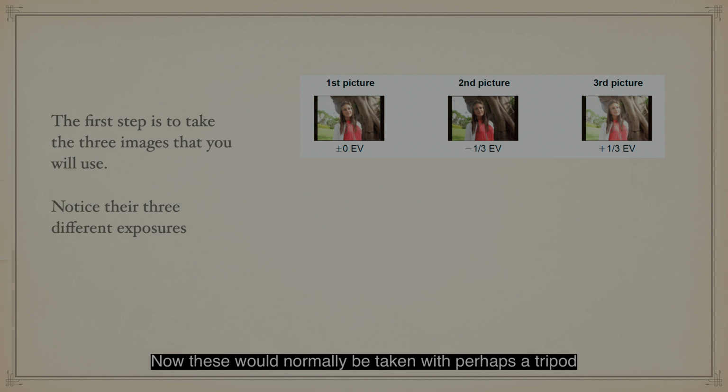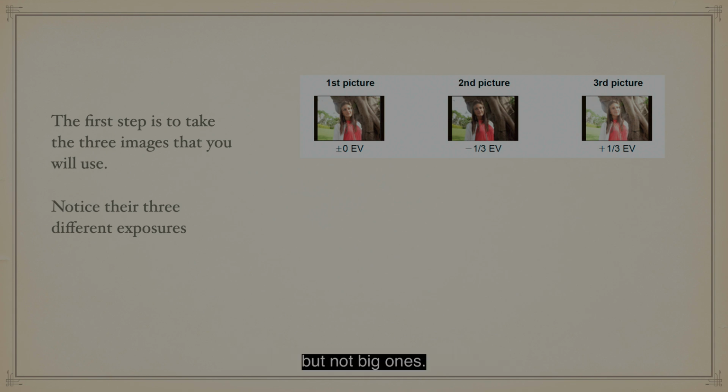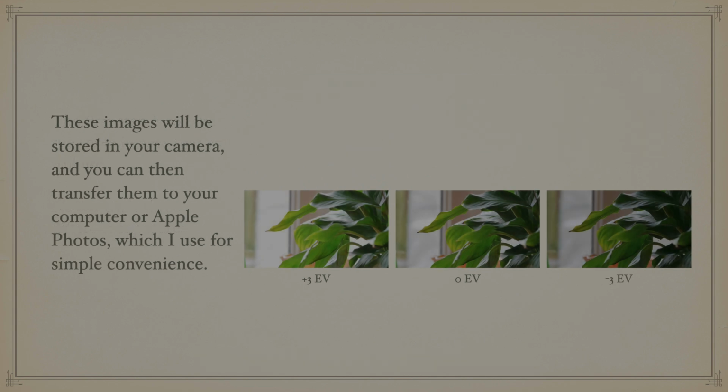Now these would normally be taken with perhaps a tripod because you don't want to move the tripod and have the 3 separate images out of alignment. It will straighten up minor variations, but not big ones. Now it takes them really quickly too, so you might be all right. Or you can take one image and make the adjustments yourself and then stitch them together in the merge option. In this case, I'll show you both methods.